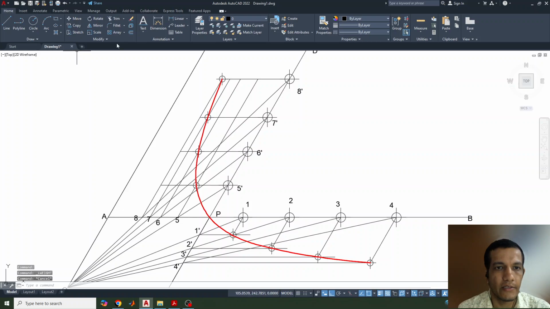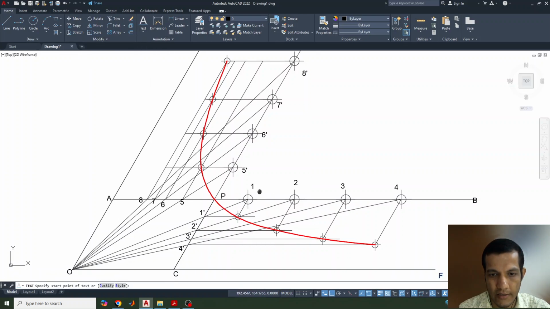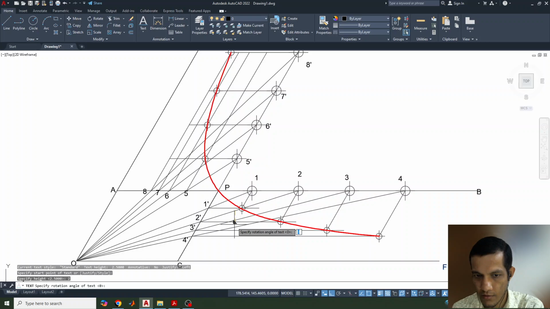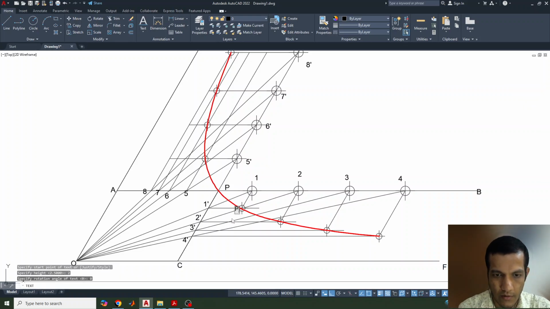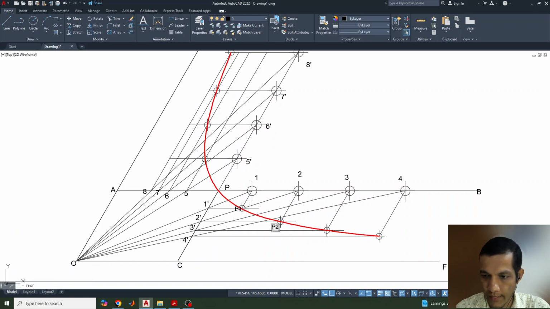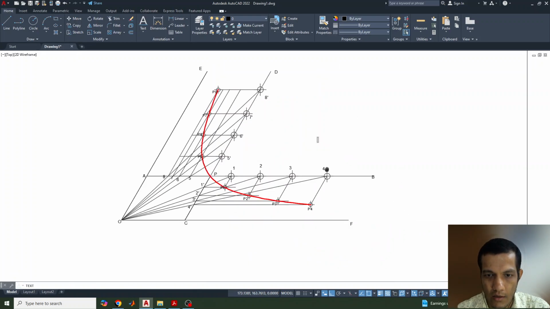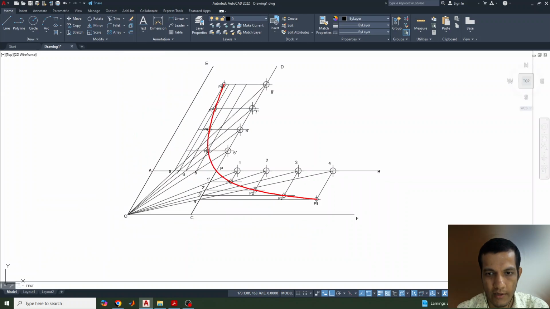Yeah, and next you can give the text, single line text. So like this is our P1 and this is P2, and similarly this is P3 and this is our P4. We just need to mark all these points, P5, P6, and this is P7, and finally this is our P8 point. Okay, and mostly the text is completed.